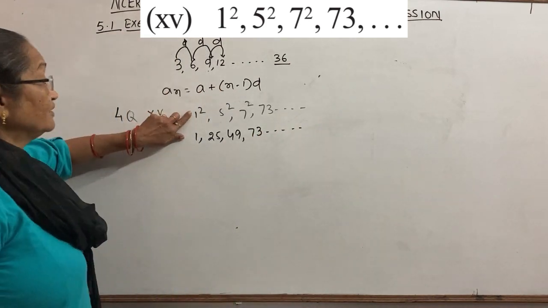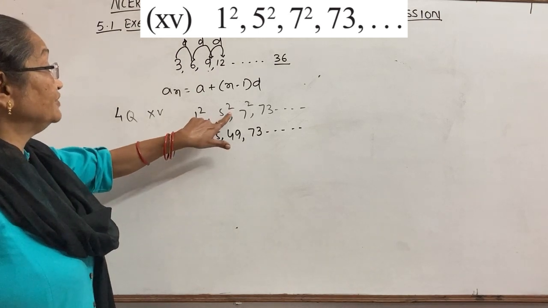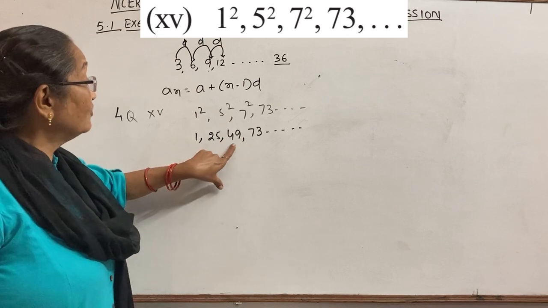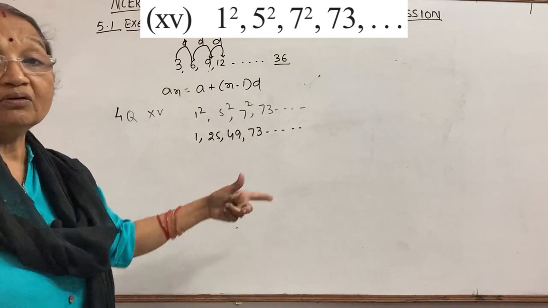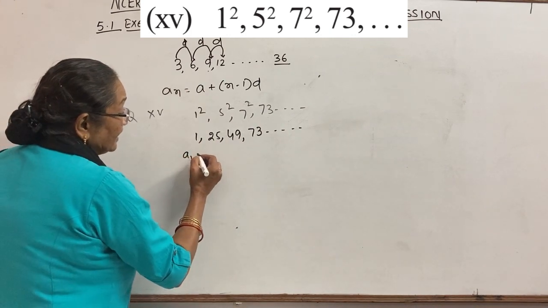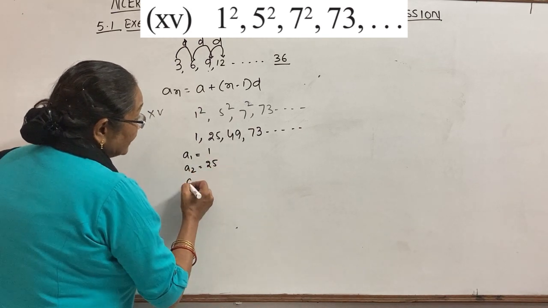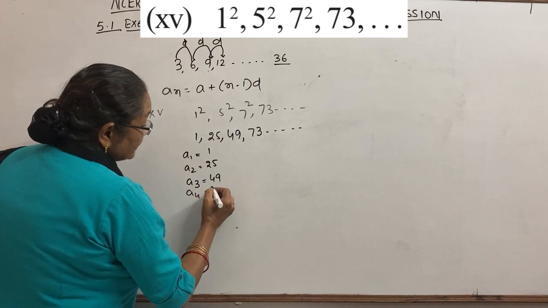So we shall see: what is 1 square? 1 into 1 is 1. 5 square, 5 into 5 is 25. 7 square, 7 into 7, 7 sevens are 49. And this is not a square, it is only 73. So we wrote down that 73. So this is our A1, then A2 is 25, A3 is 49 and A4 is 73.